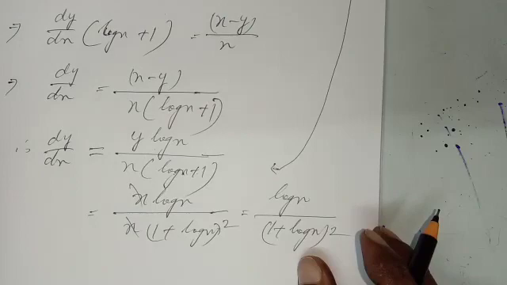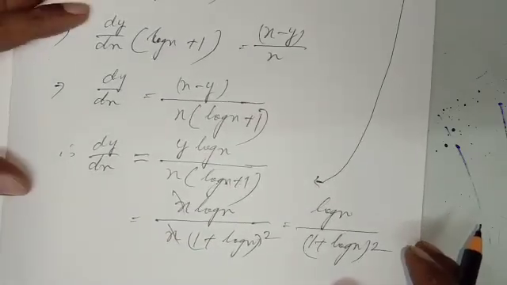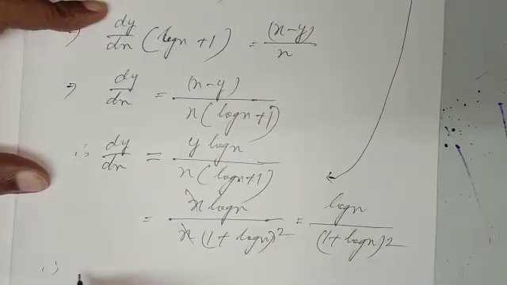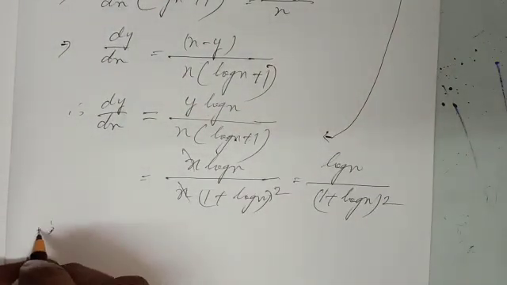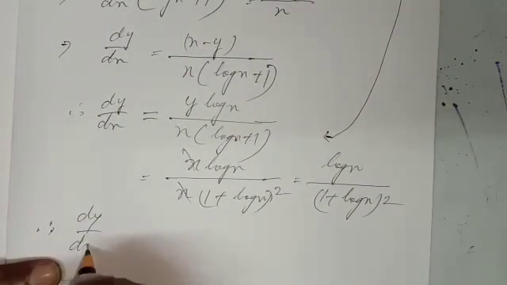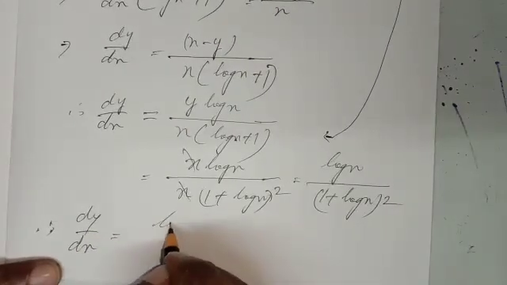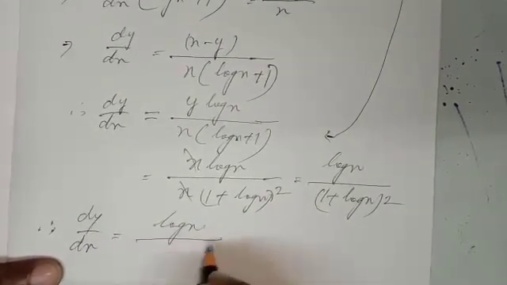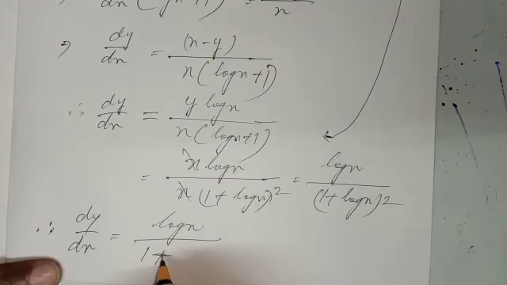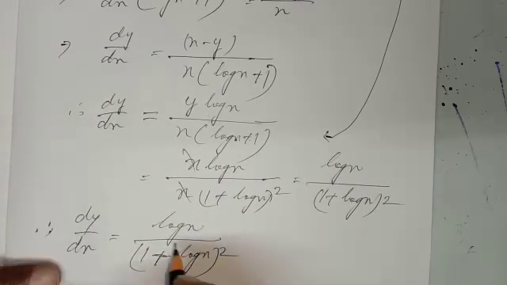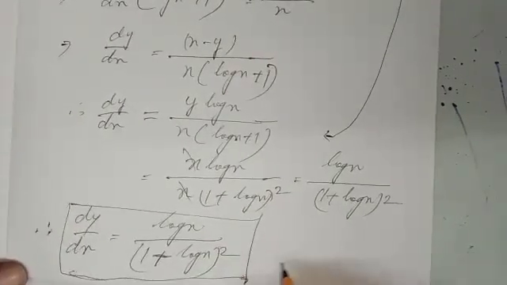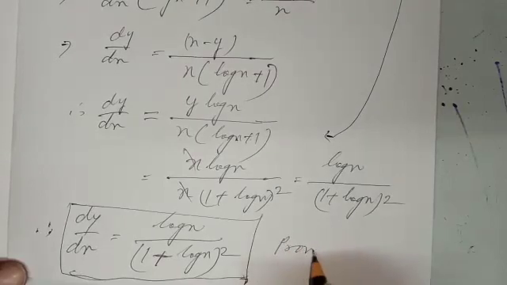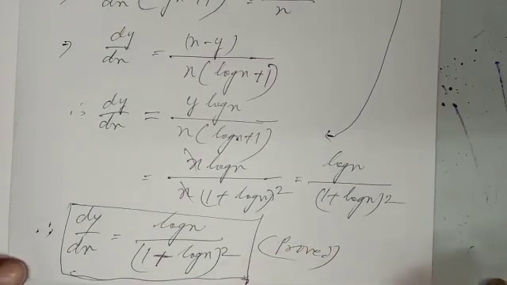So what is the dy by dx that you have to prove? Therefore dy by dx is equal to log x by (1 plus log x) whole square. This is proved. In this one, 4 questions are completed.